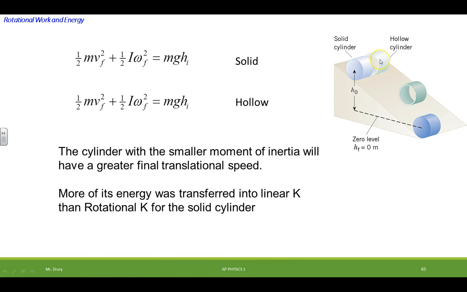If you look at the hollow cylinder, it has a very high I compared to the solid cylinder. As a matter of fact, if they were the same radius and same mass, it would have twice the I as the solid does. So most of its kinetic energy on the bottom will be stored in rotational kinetic energy, while the solid cylinder will have most of it in translational kinetic energy. And I could prove it to you mathematically as well, but it's more important that you understand the concept behind it. And we'll do some examples of this in class as well.